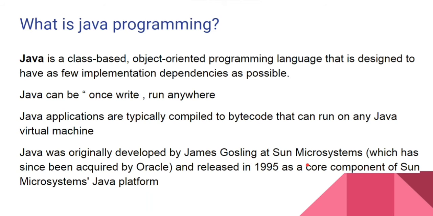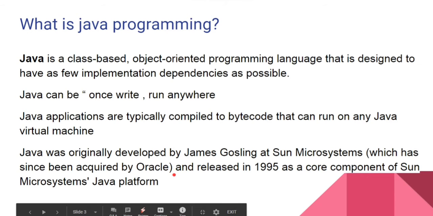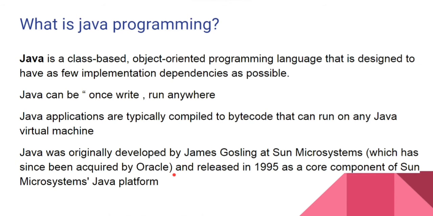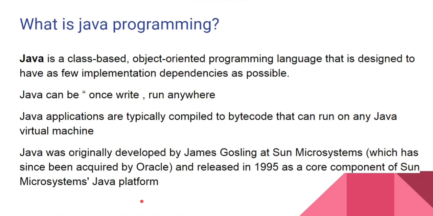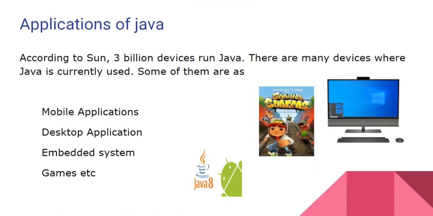Java was originally developed by James Gosling at Sun Microsystems, which has since been acquired by Oracle. So now you can download the Java development kit from Oracle. It is owned by Oracle and was released in 1995 as a core component of the Sun Microsystems Java platform. So that is the introduction to Java programming. Now let's explore our agenda.